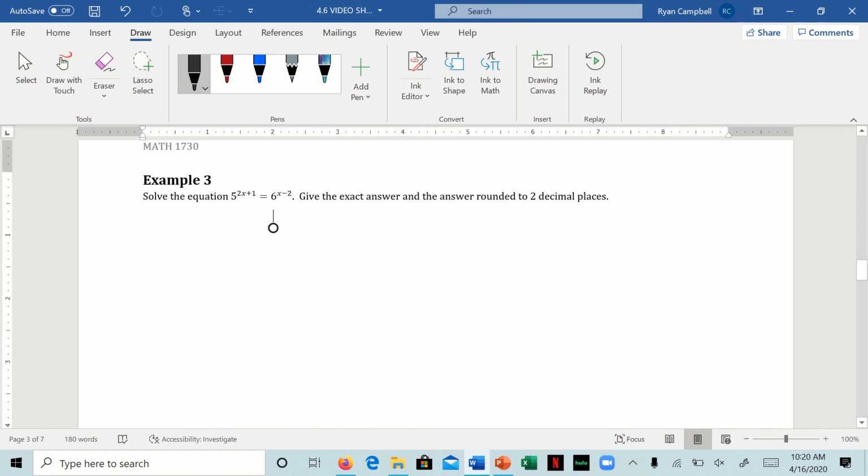All right, let's do another one. So we've got 5 to the 2x plus 1 equals 6 to the x minus 2. All right, so we can't turn 6 and 5 into the same base, right? So we can either change it to the logarithmic form, or we can do strategy number 4. I'll show you why this might be an easier way of doing things, and then we can do it the other way as well.